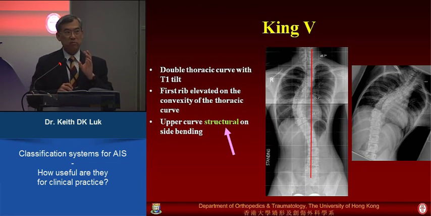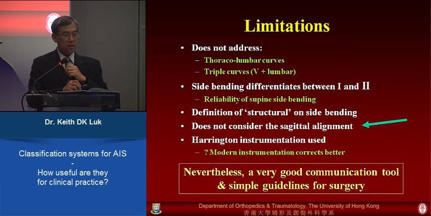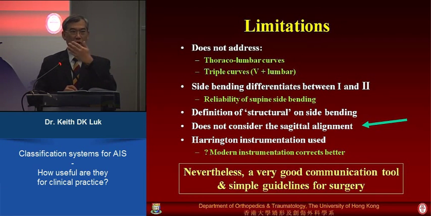So if you fuse the wrong levels, or you chose the wrong levels to fuse, then you may end up aggravating the shoulder imbalance after the surgery. Now the limitations of the King's classification: primarily, it only addresses the coronal deformity. It only addresses one plane deformity.